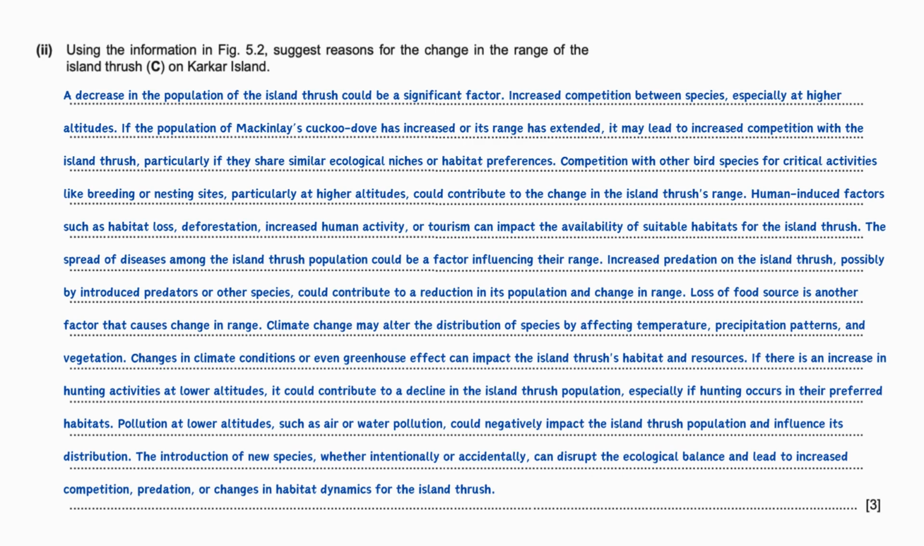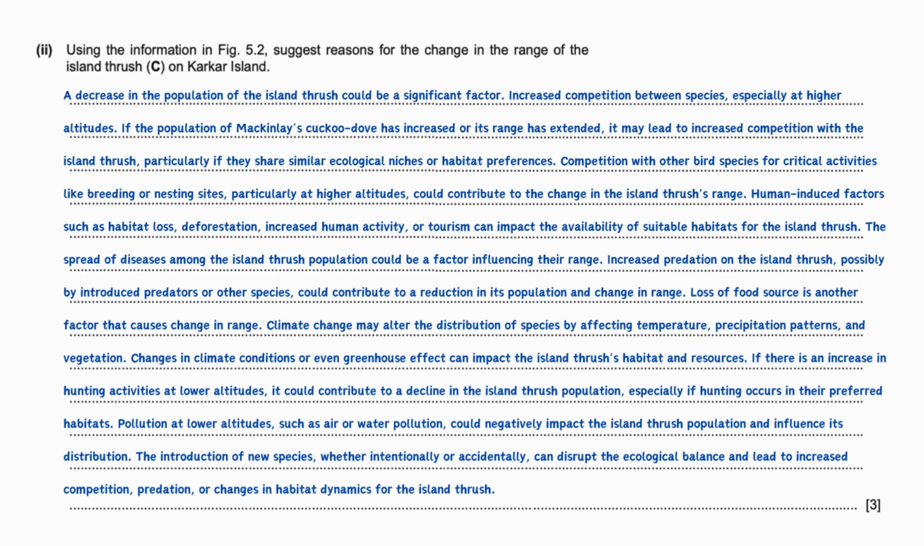Human-induced factors such as habitat loss, deforestation, increased human activity, or tourism can impact the availability of suitable habitats for the island thrush. Loss of natural habitats may force the bird to retreat from certain areas. The spread of diseases among the island thrush population could be a factor influencing their range. Disease outbreaks can lead to population declines and affect the overall distribution of the species.